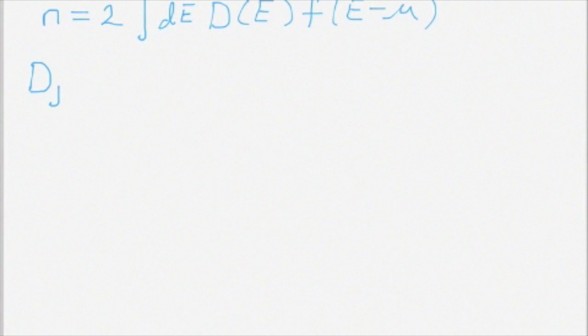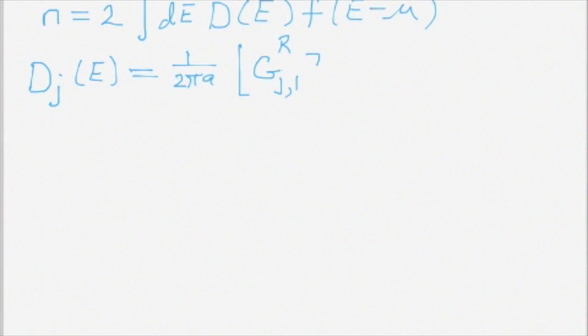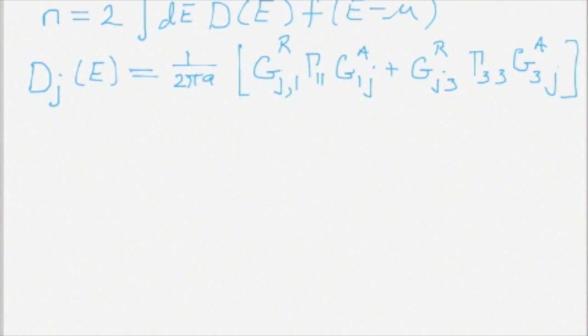at each site J is equal to 1 over 2 pi A times G^R_{J1} gamma_{11} G^A_{1J} plus G^R_{J3} gamma_{33} G^A_{3J}.